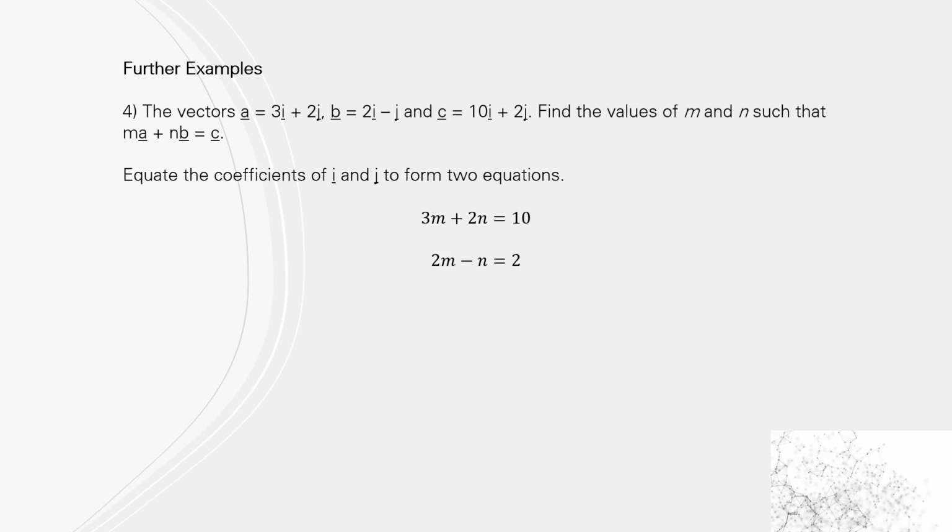Then we focus on the j components. So 2 lots of m minus n equals 2, and we're going to solve them simultaneously. So simultaneous equations, you know how to do that. So m equals 2 and n equals 2 is what you should have got.